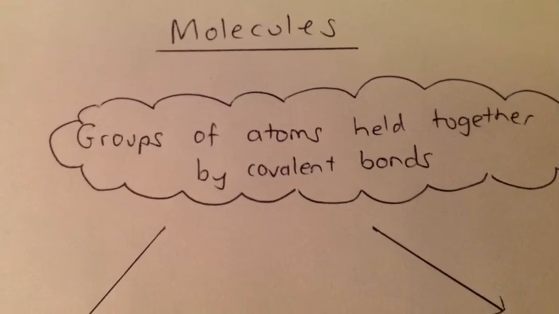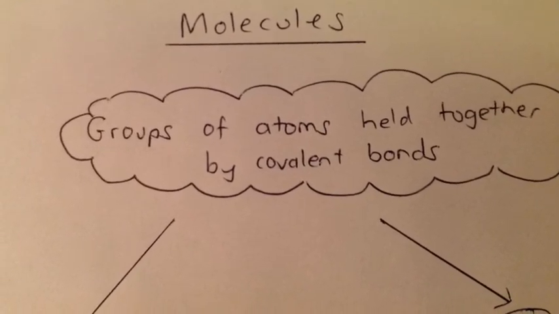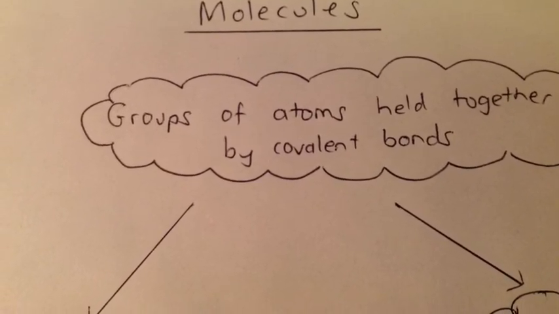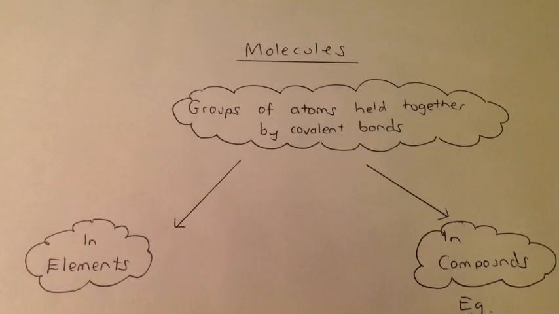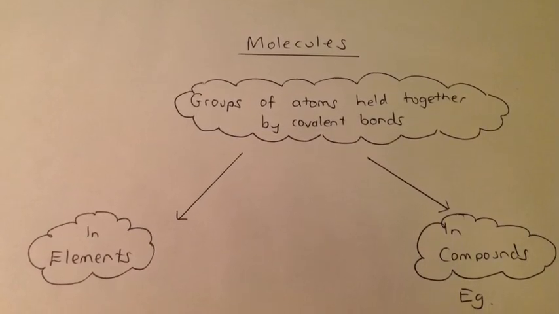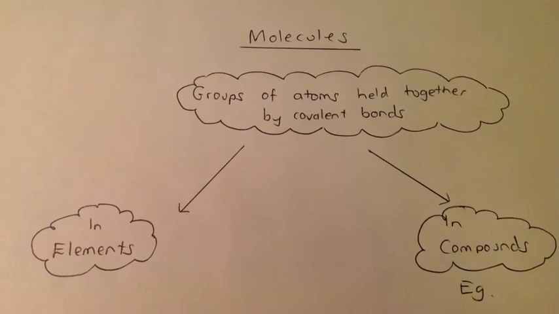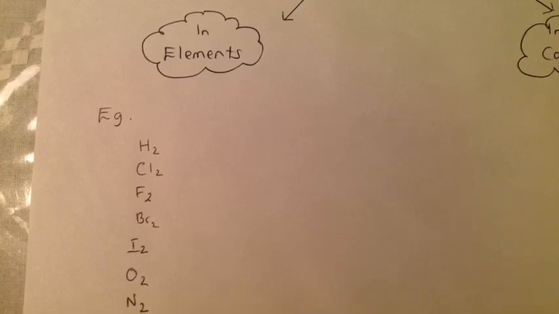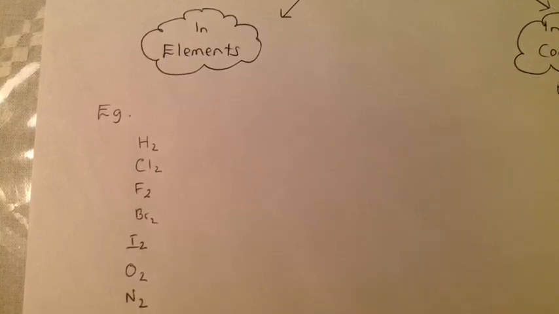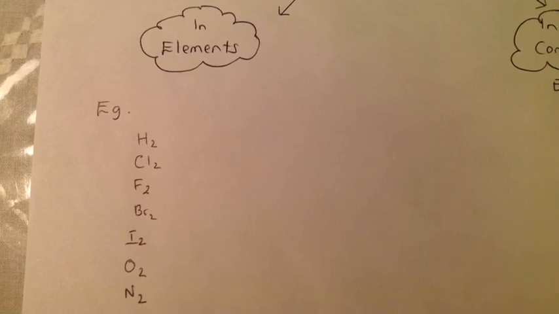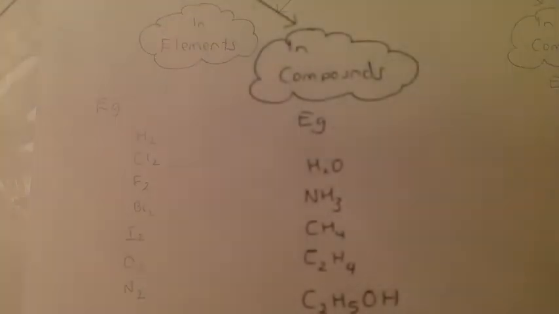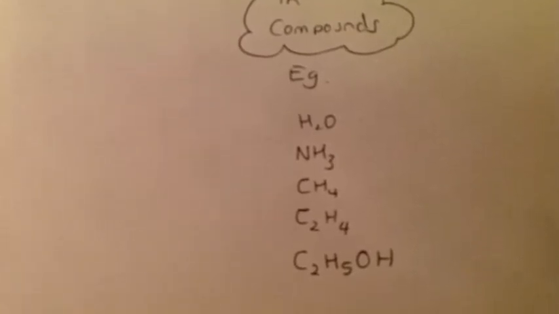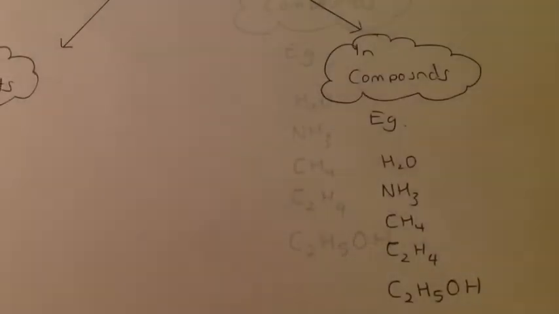Let's recap then what we've learnt about molecules in this short video. Molecules are groups of atoms that are held together by covalent bonds. Molecules may be found in some elements and they may be found in some compounds. The elements hydrogen, chlorine, fluorine, bromine, iodine, oxygen and nitrogen all consist of diatomic molecules. Some of the many compounds that contain molecules are water, ammonia, methane, ethene and ethanol.